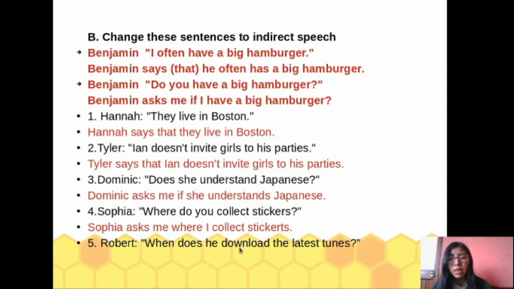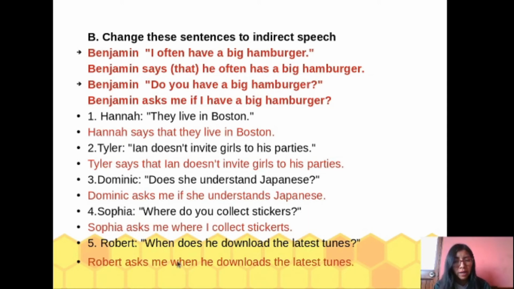Robert, when does he download the latest tunes? So I am going to report. Robert asks me when. In this case, I am using when because of the question. Okay? Where because of the question. If because of the auxiliary, does or do. Okay? Robert asks me when he downloads the latest tunes.